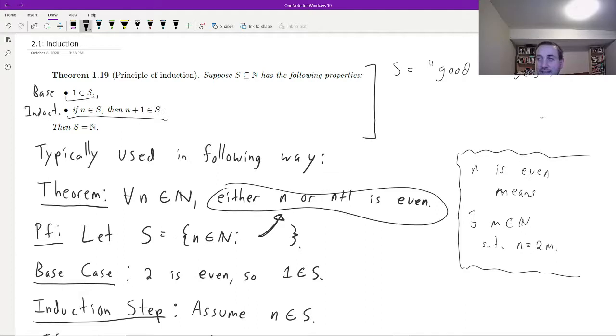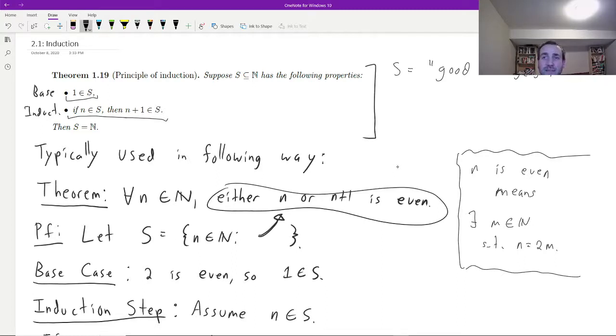Of course, this is exactly what everybody means, but it's nice to write down a careful definition since we're being so careful for everything else. So how do I prove something like this? Well, I'm going to use the principle of induction. Like I said, the first step is to say what your set S is, and it's the set of integers n so that either n is even or n plus 1 is even. So it's a set of integers that satisfies the property that I'm interested in.